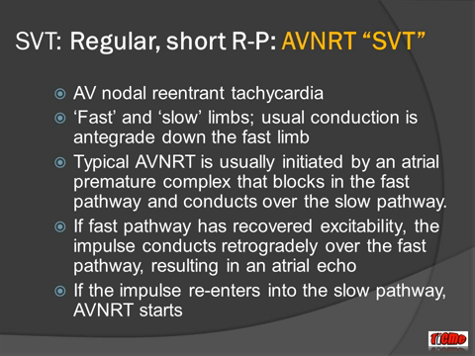So typical AVNRT is initiated when an atrial premature complex blocks in the fast pathway and then conducts over the slow pathway. Now, when it gets to the bottom of that slow tract, if the fast pathway has recovered its excitability, the impulse conducts retrogradely back over the fast pathway and then depolarizes the atria backwards, resulting in an atrial echo. If the impulse re-enters into the slow pathway, you initiate AVNRT, and so the cycle just goes round and round and round. That atrial echo causes a P wave.